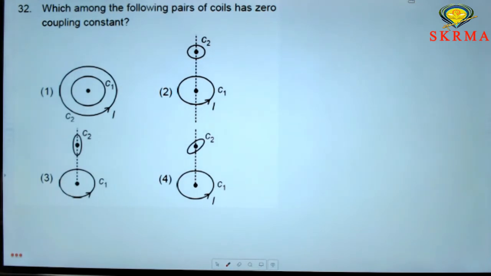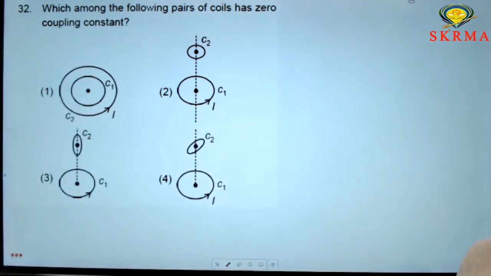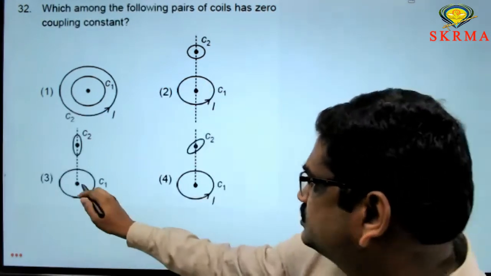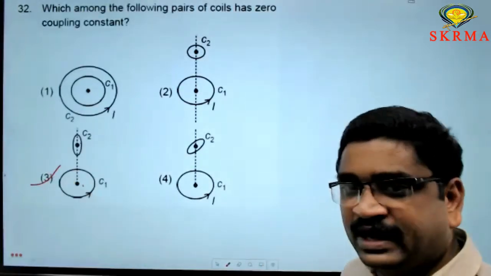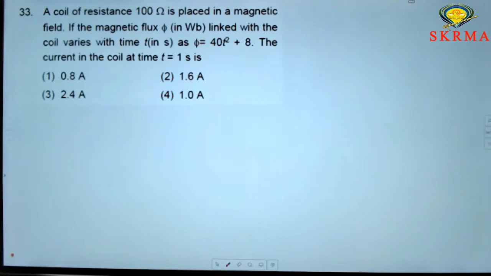Next, which of the following pairs of coils have zero coupling constant? Coupling constant is zero when coils are perpendicular to each other. Now check these diagrams. Two coils are perpendicular in the third option. So go through the third option.